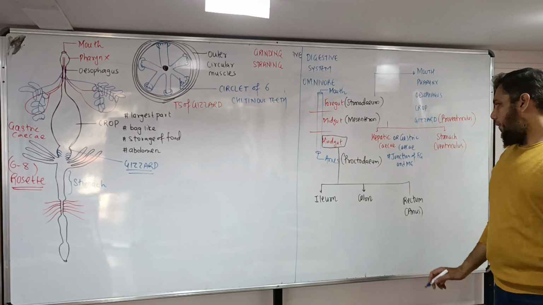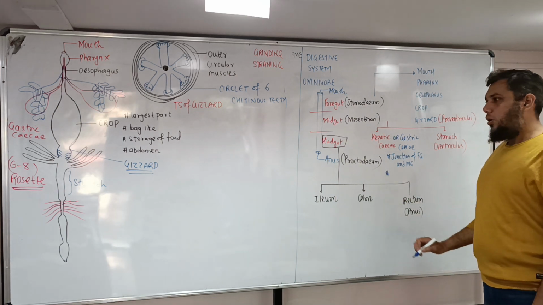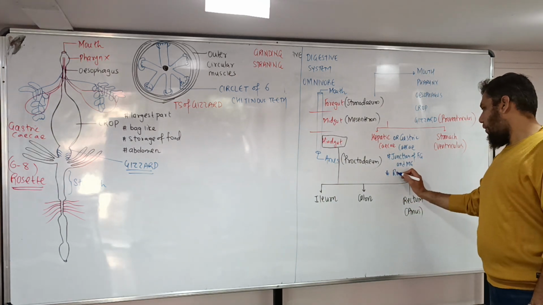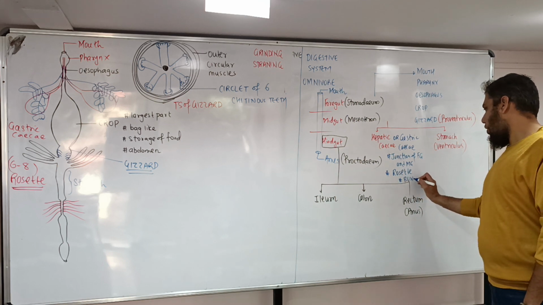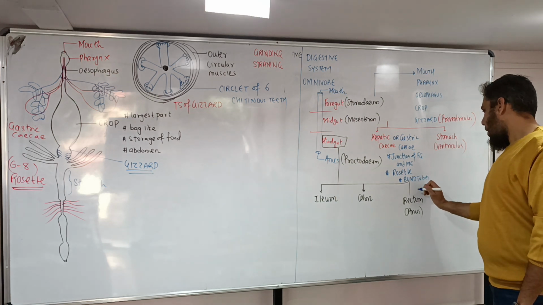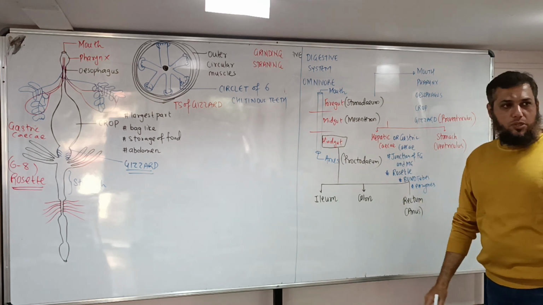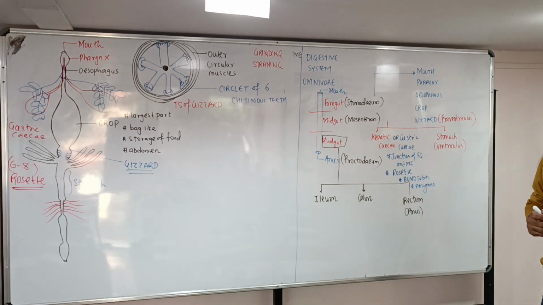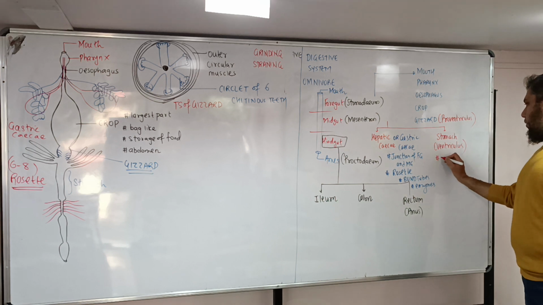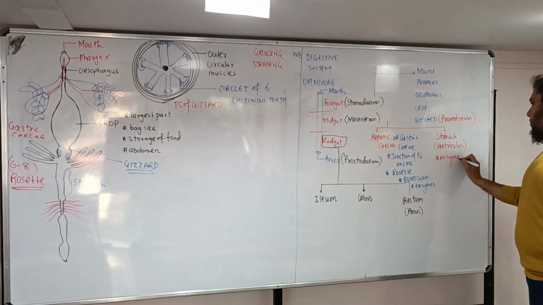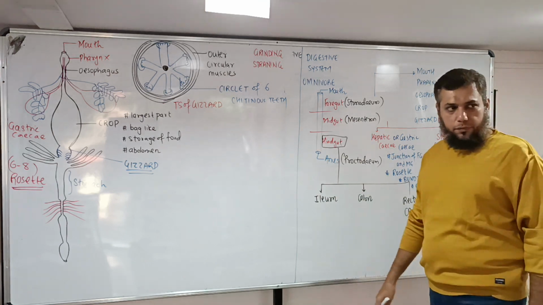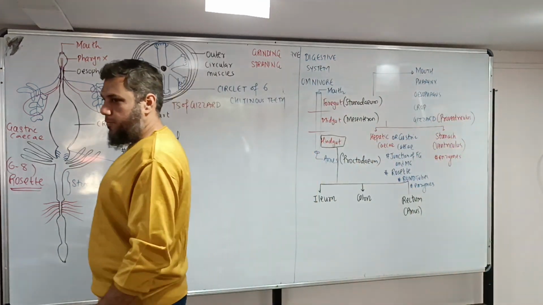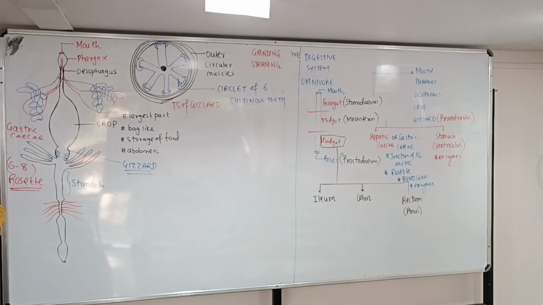Correct? Then tell me, how is their arrangement? Rosette manner. Are they like a straw or are they blind tubes? Blind. And what do they release? Enzymes, for the process of digestion. Even the stomach releases what? Enzymes that help in the process of digestion. I hope everybody has understood this point. Have you understood clearly? Yes.